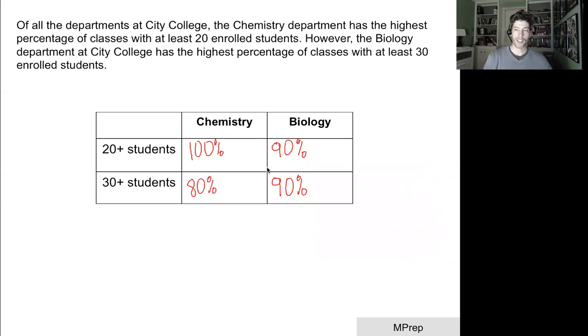Now, if we look at this more generally, I'll put some letters here. Let's call this box A and box B, and we'll go clockwise, box C and box D. What we know is that at 20 or more students, chemistry's percentage is greater than bio. So we know that A is greater than B. On the other hand, at 30+ students, bio is greater than chemistry's percentage. So we know that C was greater than D.